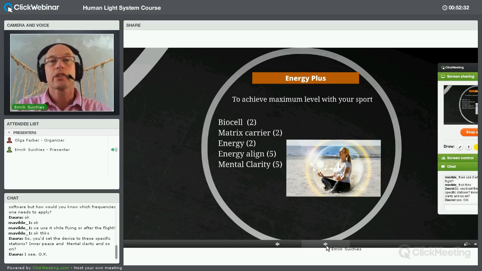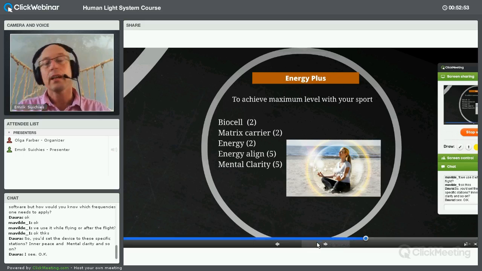Then you have energy plus. So to have more energy, of course you use the frequency of biocell, which is related to the mitochondrion. You use matrix carrier, which is connected to the connective tissue. You use the source energy to align your energy field. You use energy align, and of course to bring the left and right hemisphere together, you use mental clarity.